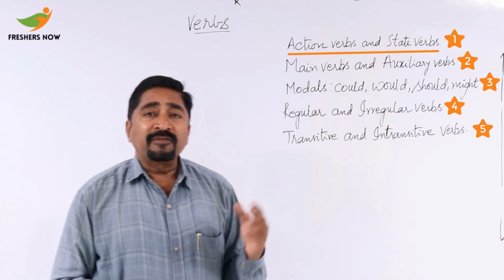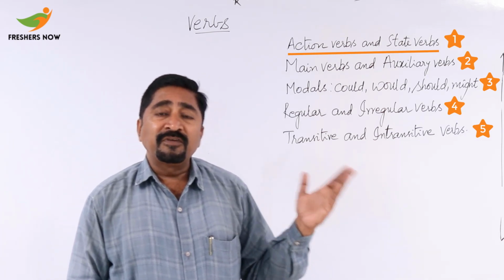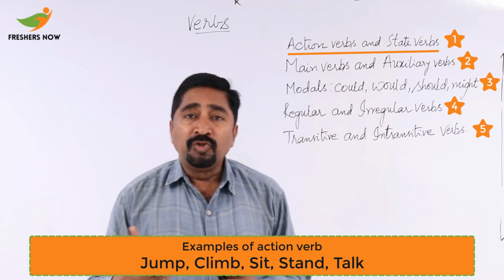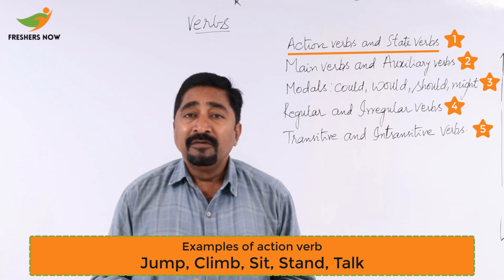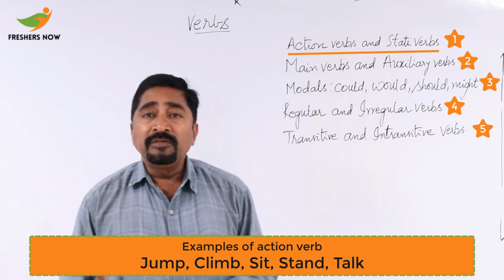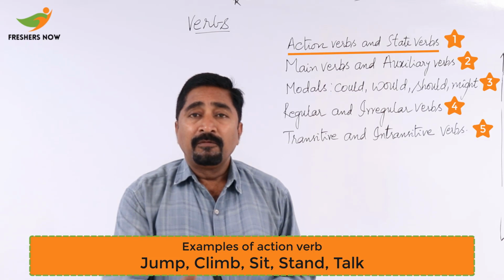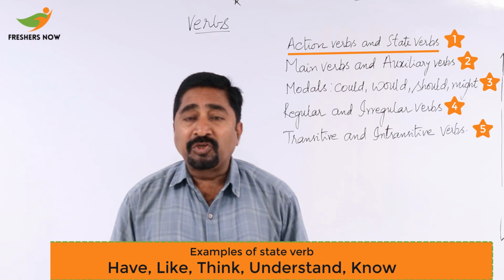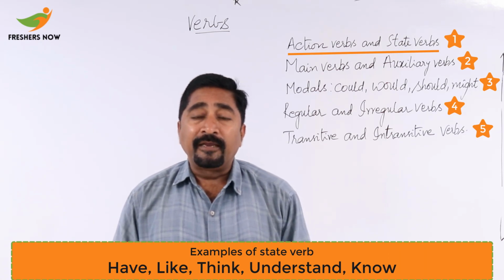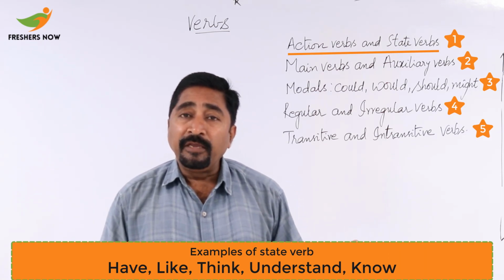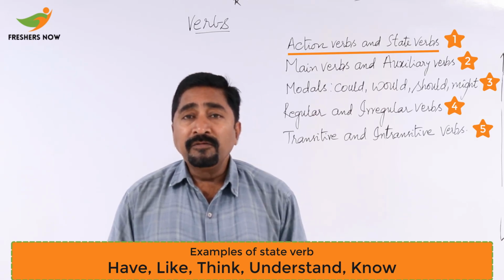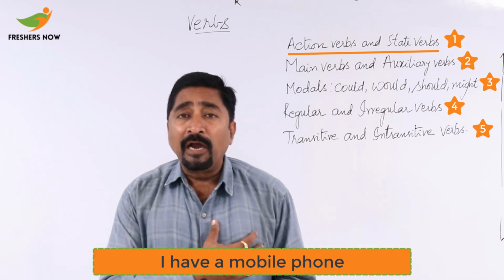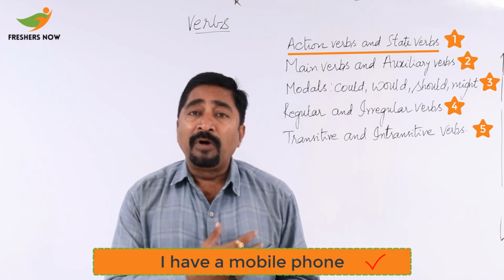In that way, let us take some examples. For example, for action verbs we take, say, jump, climb, sit, stand, talk. All these refer to action verbs. Whereas a state verb refers to a situation. For example, take words like have, like, think, understand, know. These are state verbs. For example, if I say, I have a mobile phone.